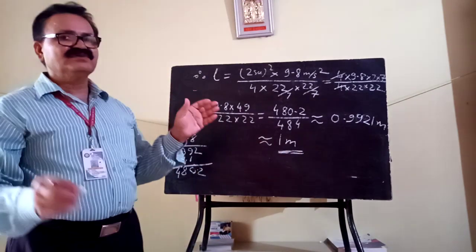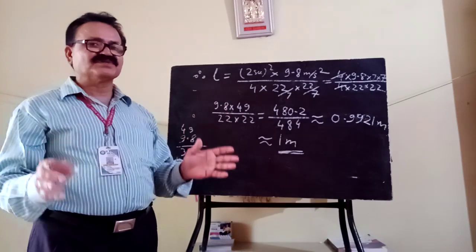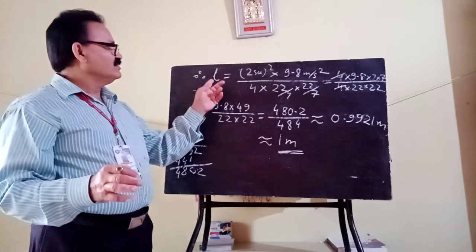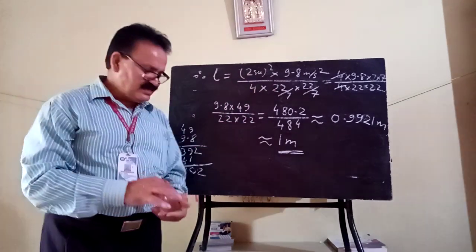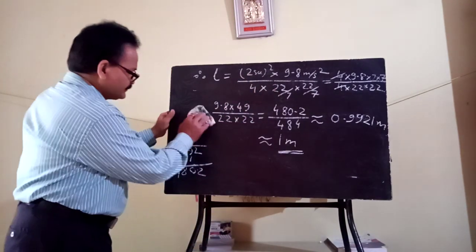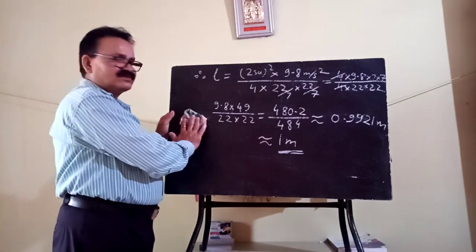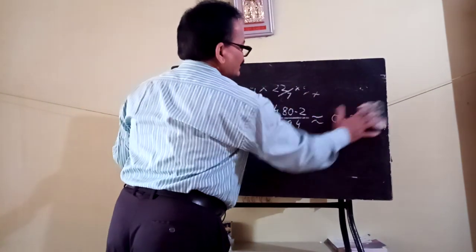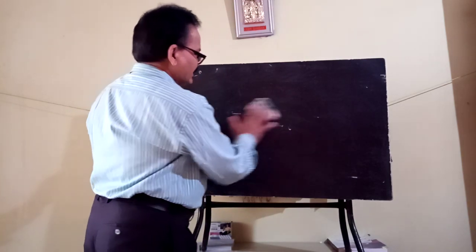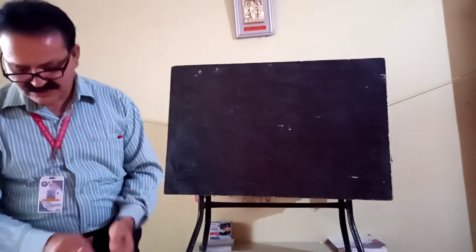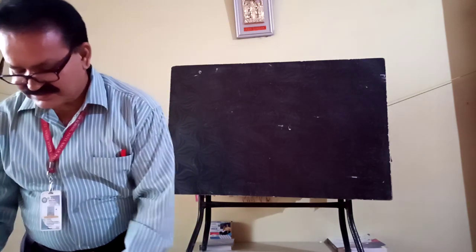So whenever you take the effective length of 1 meter, then the time period of oscillation will be 2 seconds. It is clear? In this way, you have to solve the numerical problems related to this chapter. I will show you another question also.